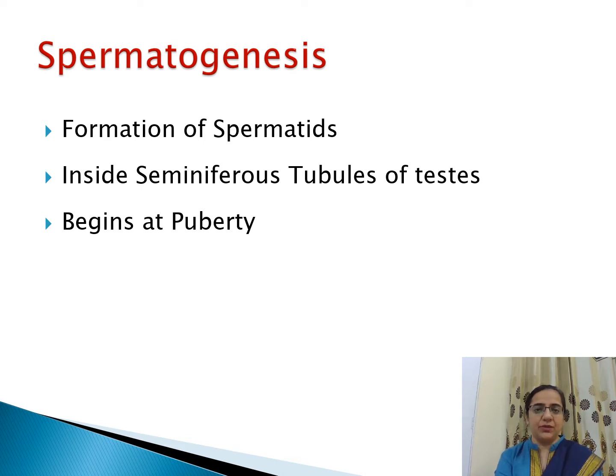Now, coming to spermatogenesis. This is the process concerned with the formation of spermatids. Spermatids, as we all know, are produced in the males. The production of the spermatids is done in the seminiferous tubules of a testis, and this process begins at the adolescent age or puberty.